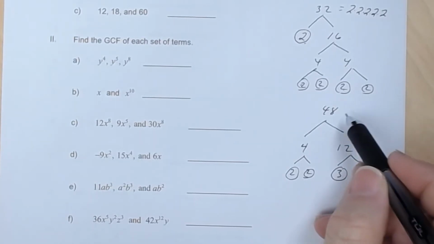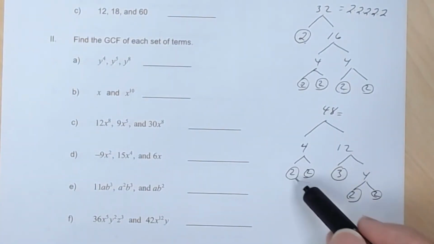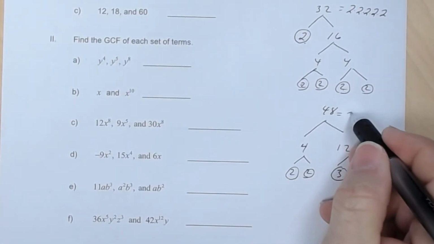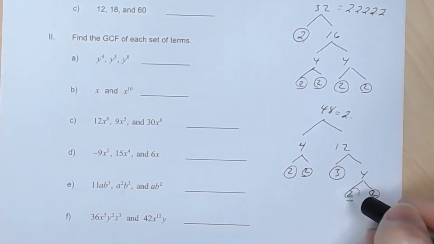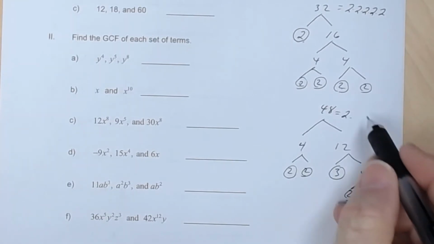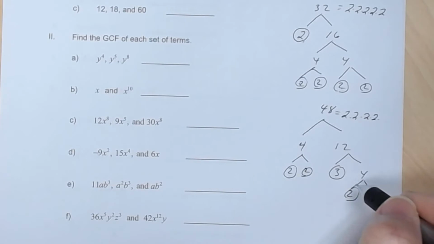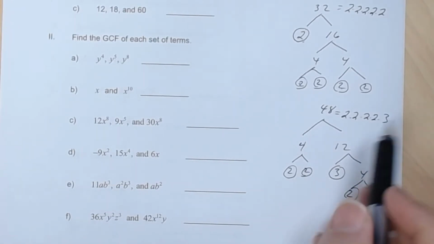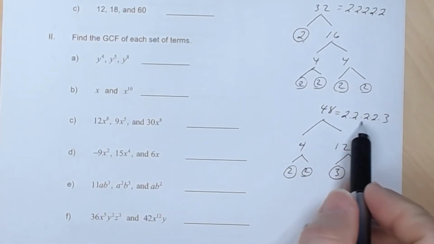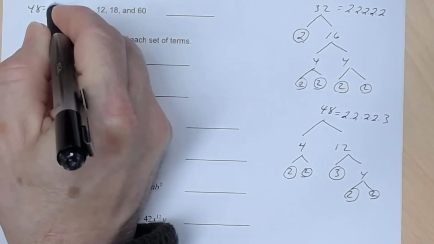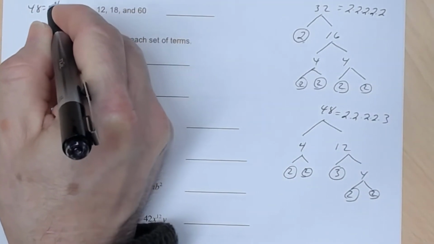So basically what I found is that 48 I can write as a product of prime numbers. All these are prime numbers. So I can write it as 2, and there are 1, 2, 3, 4 factors of 2. So 2 times 2 times 2 times 2, and then times 3. So 48 is 2 to the 4th power times 3.